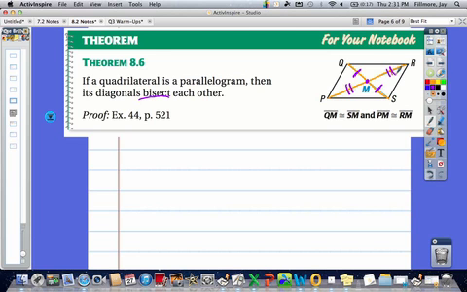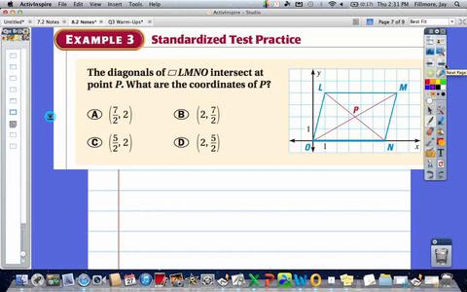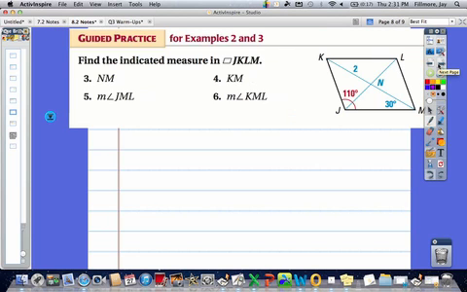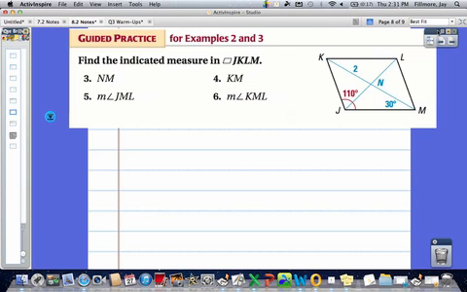So let's use that to solve a problem. Let's do this one. We know some information from our picture. We also know it's a parallelogram, and we're looking for NM. If these diagonals bisect each other, then these halves are congruent, and so are these. So if KN is 2, then MN is also 2. And that makes the entire length, KM, 4.